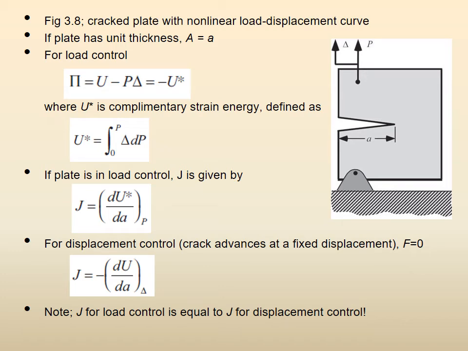So right, we have defined the J integral for load control, and we have defined the J integral for displacement control, right? And we are not showing the derivations and details, but this last statement is unbelievable. J for load control is equal to J for displacement control. So whether you define it like this or you define it like this, the value that you get in the end will be the same. So this is again one remarkable property of the J integral.